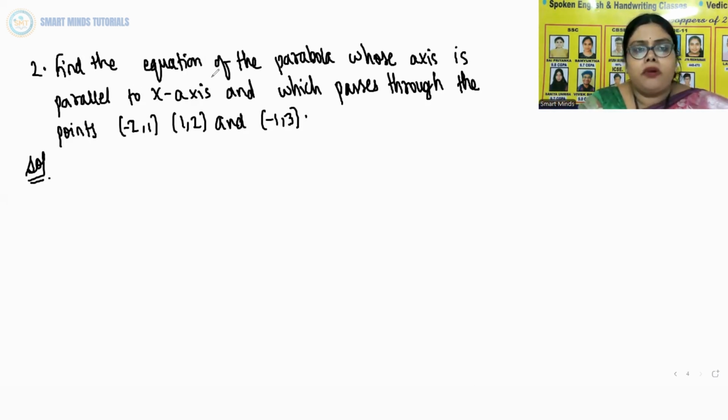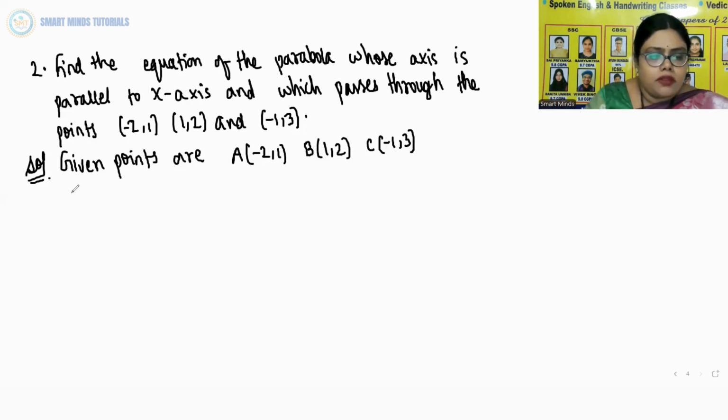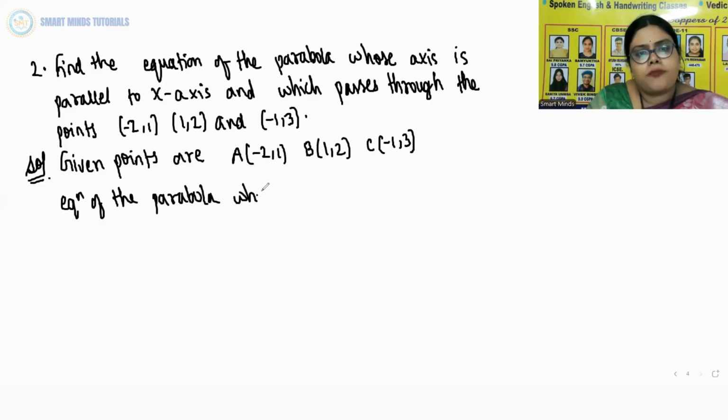Now take the next important LAQ from parabola. Find the equation of the parabola whose axis is parallel to x-axis and which passes through the 3 points. So first we will write the given points. Given points are A minus 2 comma 1, B 1 comma 2, C minus 1 comma 3. Now what is the equation of the parabola whose axis is parallel to x-axis?